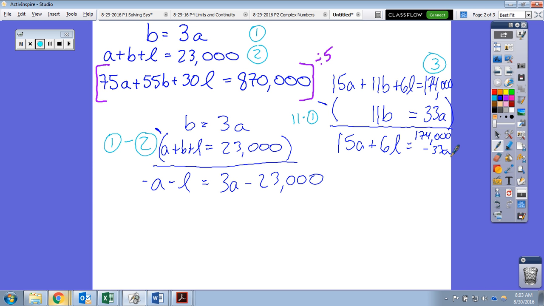Okay, so now I've developed this equation from dealing with these two guys, and now this one from dealing with equation 3 and some multiple of equation 1. Now I have two equations that are in two variables, and this is where your current homework assignment, you're dealing with things like this, systems of two variables.